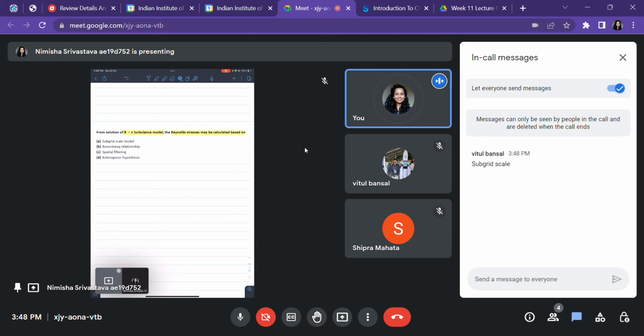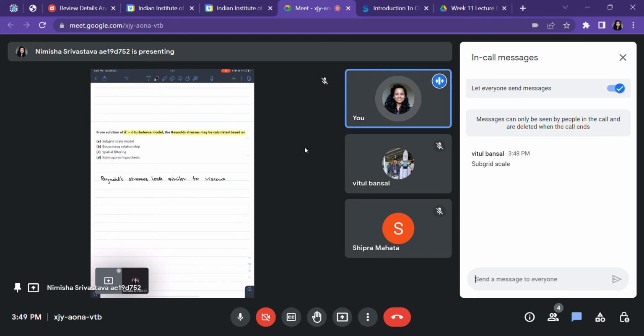Okay, so we'll see why that's wrong now. So the answer for this is actually basically when you have Reynolds stresses. So once again, Reynolds stresses look similar to, thanks for answering, Vitul, thank you, similar to your viscous stresses.